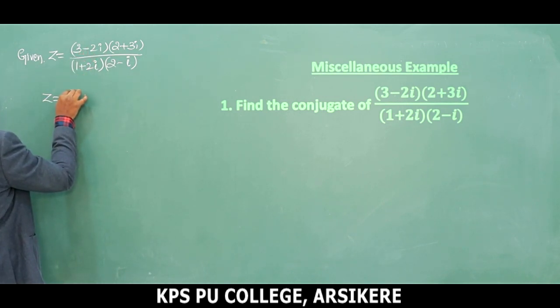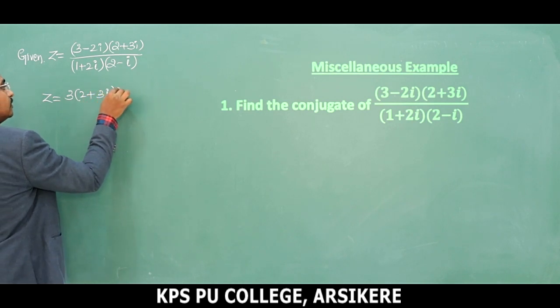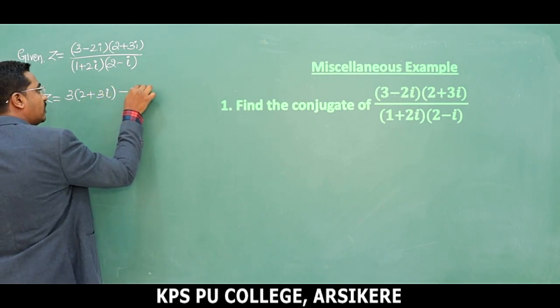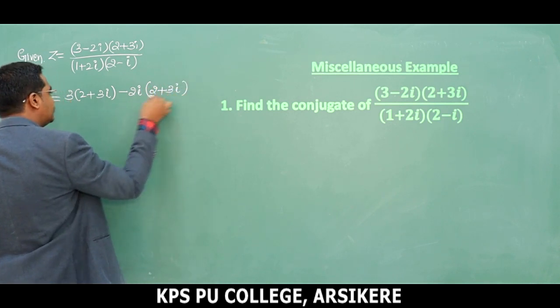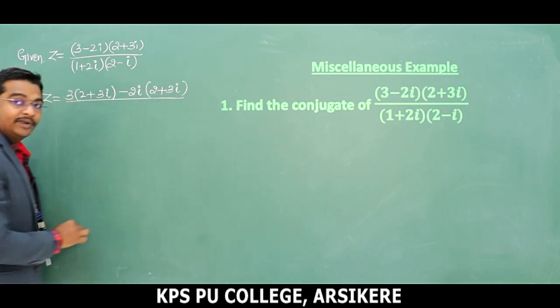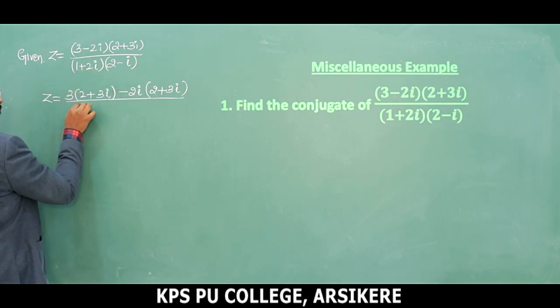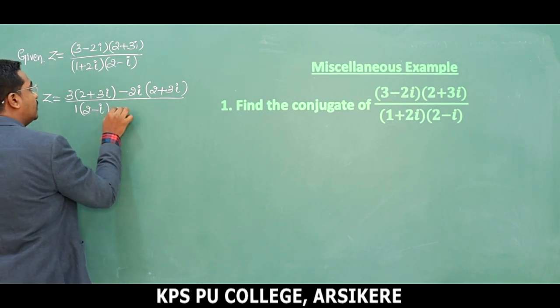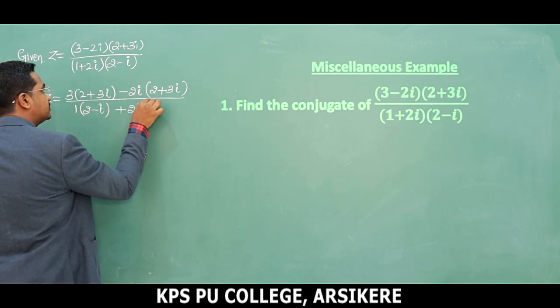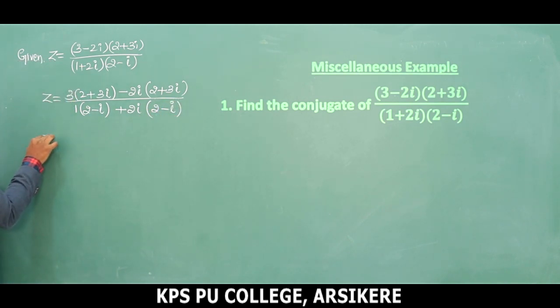First multiply by 3, so 3 times (2 plus 3i), minus 2i times (2 plus 3i). Similarly do the same in the denominator: 1 times (2 minus i) plus 2i times (2 minus i). Next step is simplification.